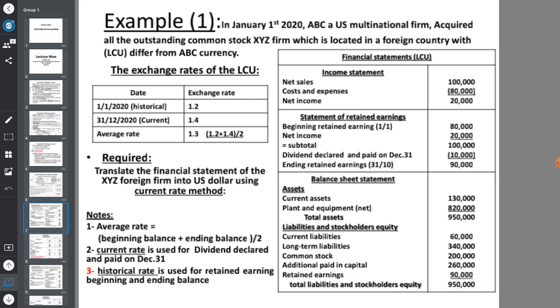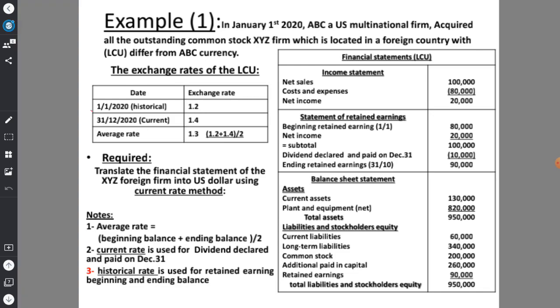Exchange rate given. January 1st 2020 is the historical rate. December 31 ده ال current rate بتاعي والaverage. For example, let's suppose that the average is not given. لو أنا مش مدياك الaverage تقدر تحسبه؟ هقول 1.2 اللي هو الهيستوريكال plus 1.4 اللي هو الكرنت divided by 2 هيديني 1.3 اللي هو الافريج. لو افترضنا ان الافريج not given.